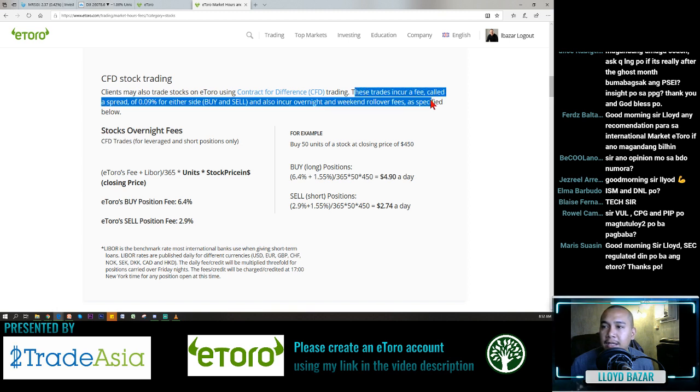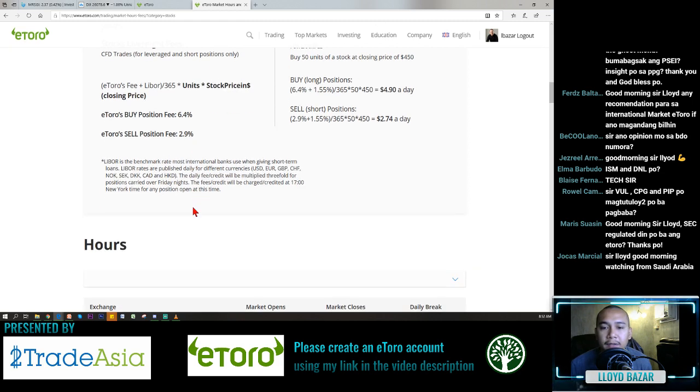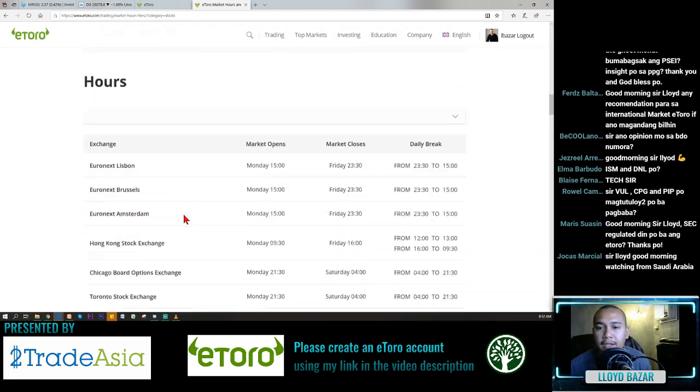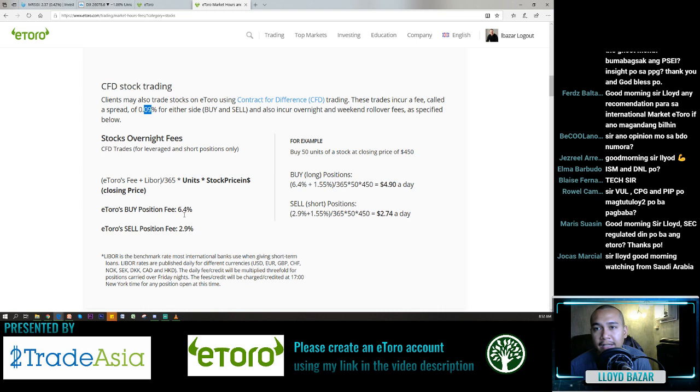0.09. Ito po, these trades incur a fee called a spread of 0.09 for either side, sa buy and sell. So 0.09 when you buy, another 0.09 when you sell. So all in all, it's around 0.18% po ang spread. The question is, ito yung sa eToro, if you buy a stock, 0.18 po ang charge. Okay? Lalaki lang yan. Meron yung mga overnight fees if you do leveraging, if you do shorting. Natural po yan because we're borrowing money from the brokers. May additional charges po yan, overnight fees and weekend fees.